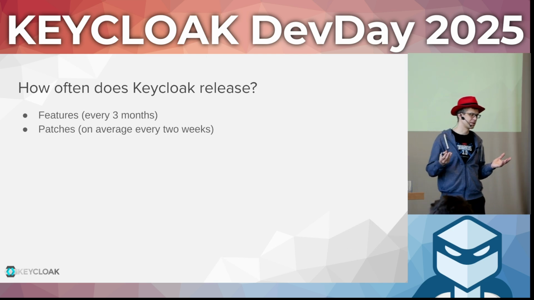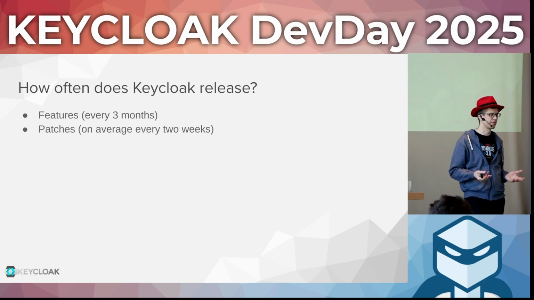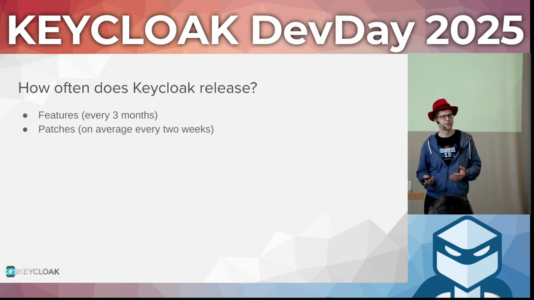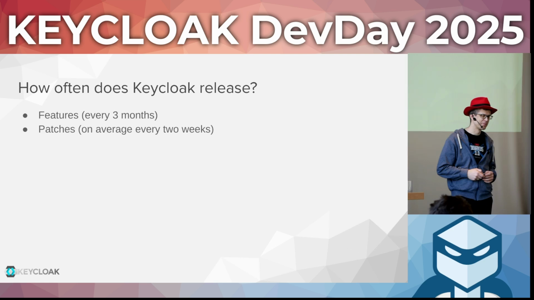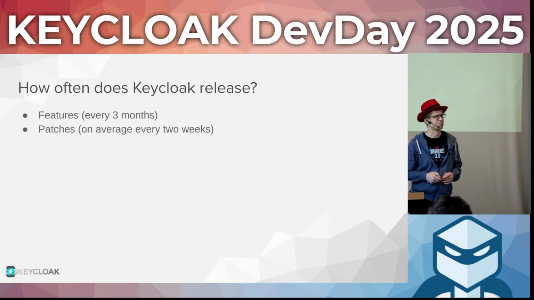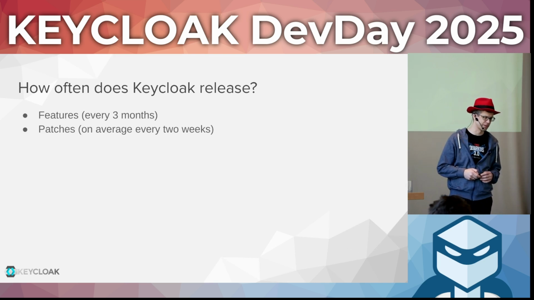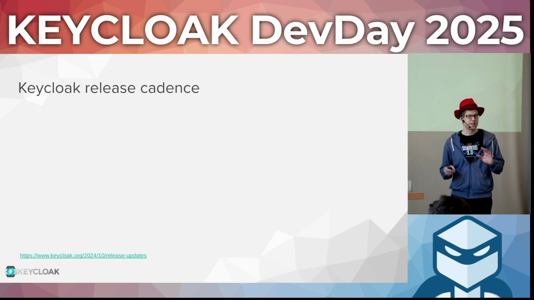How often do we do updates? The current cycle is we do feature releases every 3 months, and we have patches that come out every 2 weeks on average. So please do update, and it's probably good when you automate all the things, right?